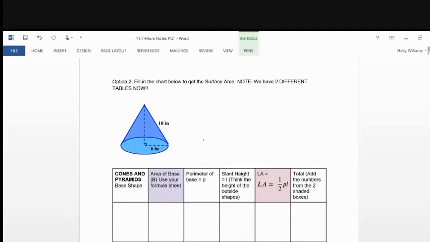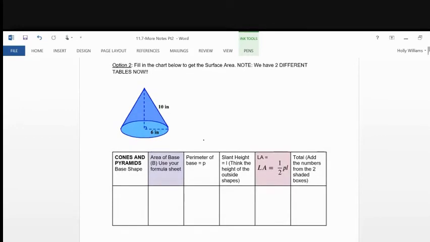Okay, let's do this one, and you can probably go through it. You rocked it last class. What's the shape of our base here? Circle. Yep. Easy. What's the radius of that circle? 6. Yep.